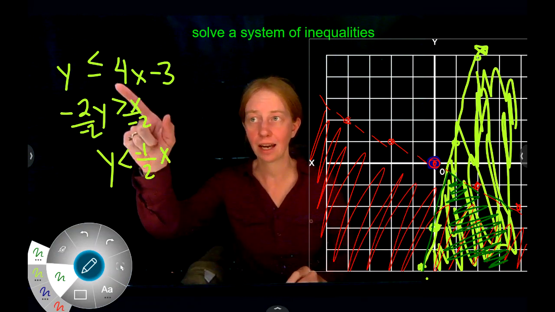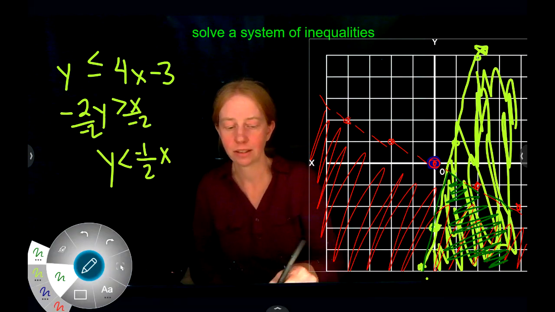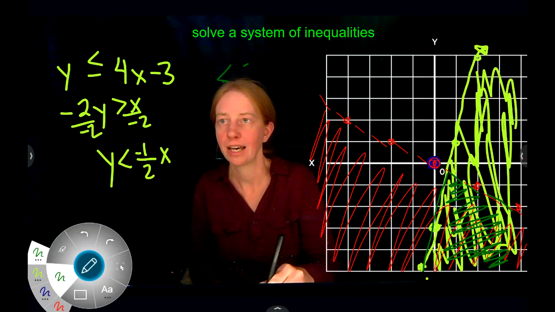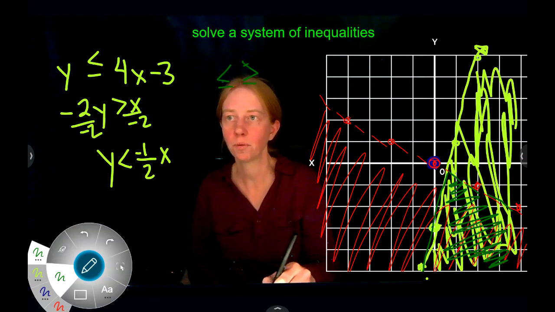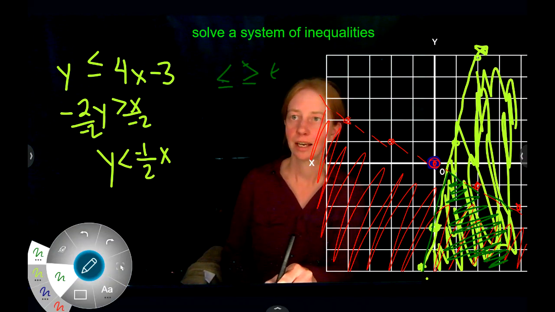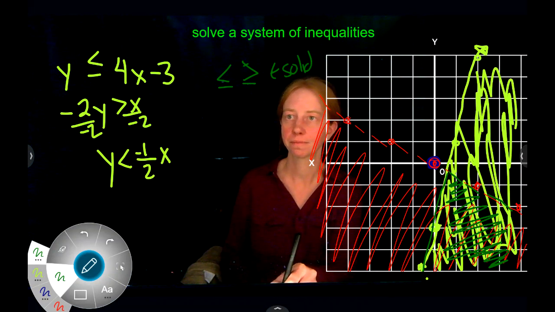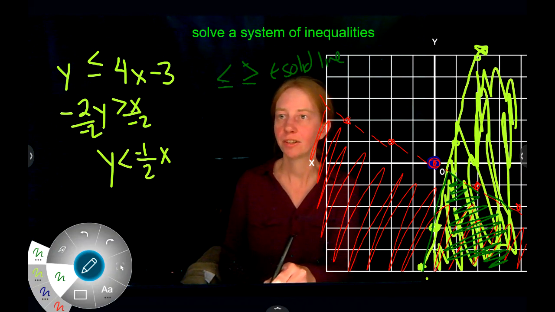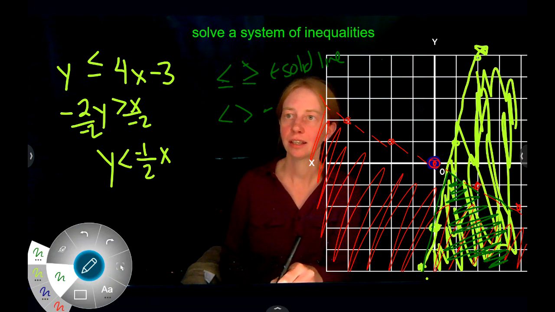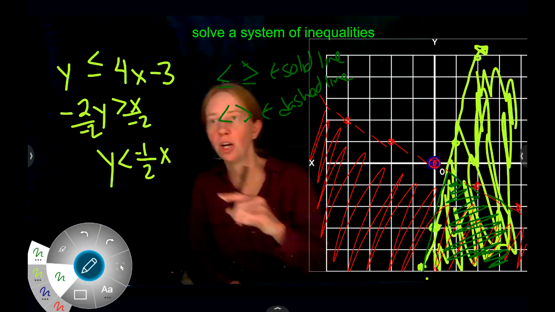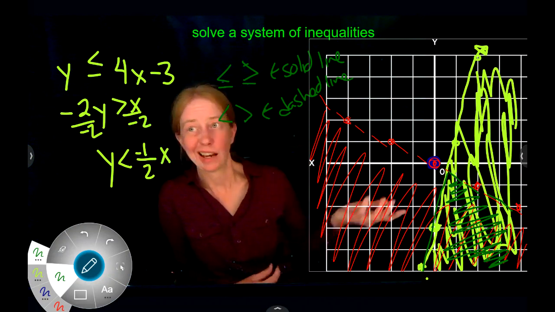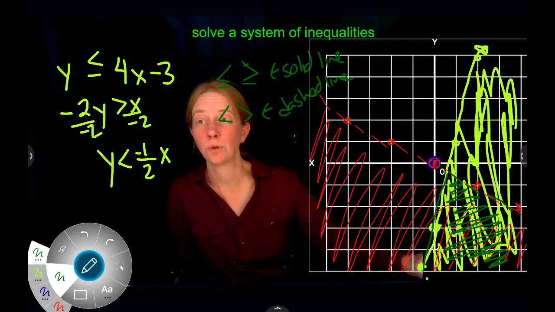Make sure that if it's less than or equal or greater than or equal, with the equal sign, that's a solid line. If it's just less than or greater than, that's when it's a dashed line. So make a note of that so that you remember. And then that's all there is to this lesson.